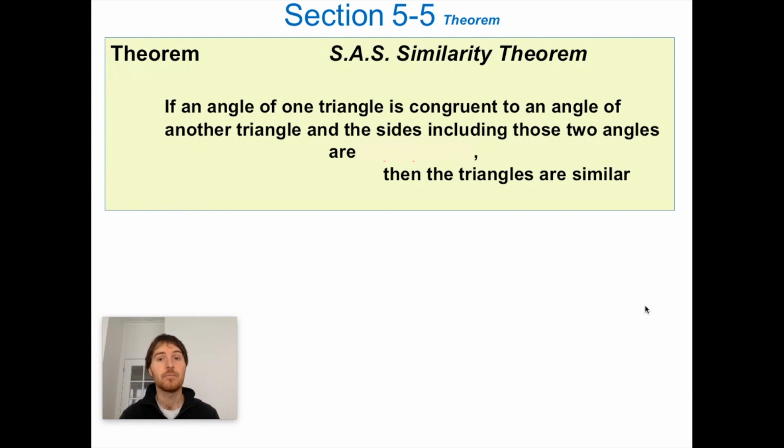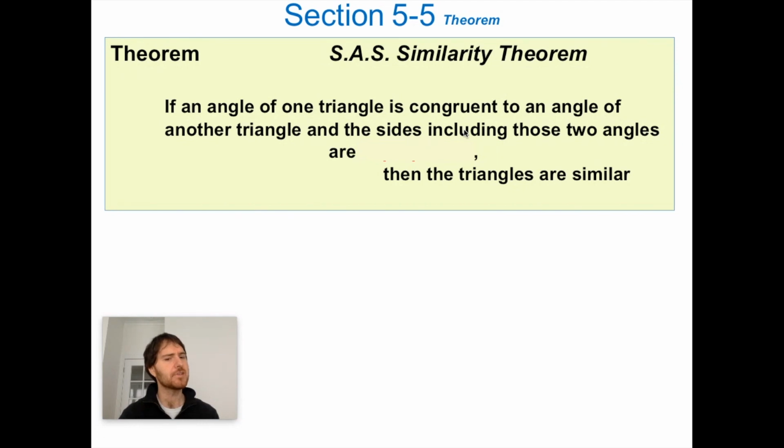If an angle of one triangle is congruent to an angle of another triangle. Okay, so I guess we're getting this from SAS here. So the A stands for angle again, right? Corresponding angles. So if one angle of one triangle is congruent to an angle of another triangle, and the sides that include those two angles, well, I'll refresh you guys on what an included angle is. I think why not? It hasn't come up too much this semester. The sides including those two angles are proportional, then the triangles are similar, okay?